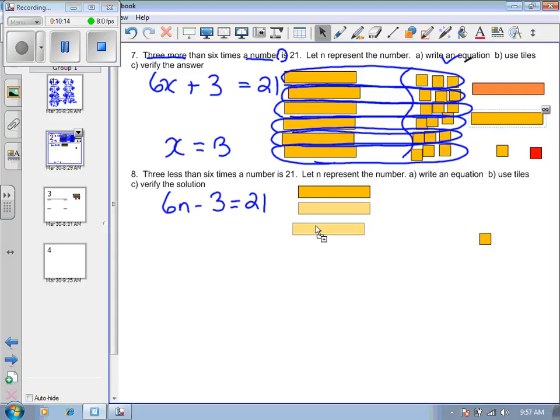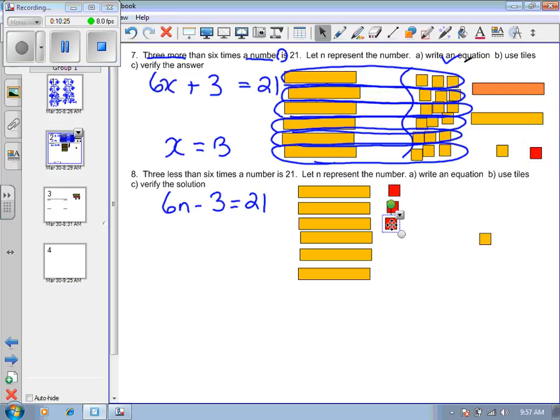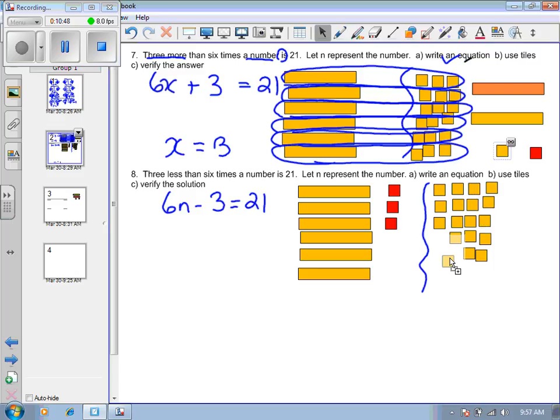1, 2, 3, 4, 5, 6. Minus 3, so I have 3 red ones here. Equals, there's my equals sign. How many do I have on this side? Oops. Okay, there's my 21. First step is to get rid of these guys.